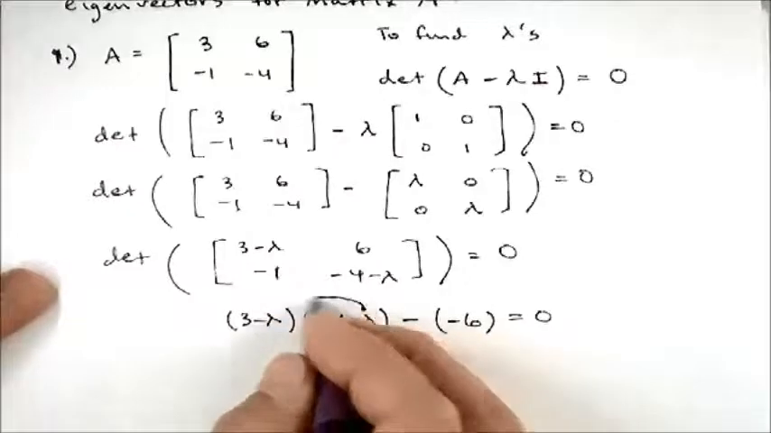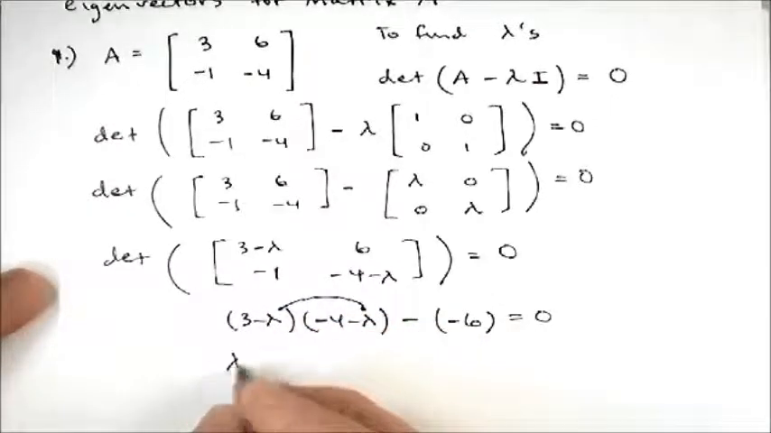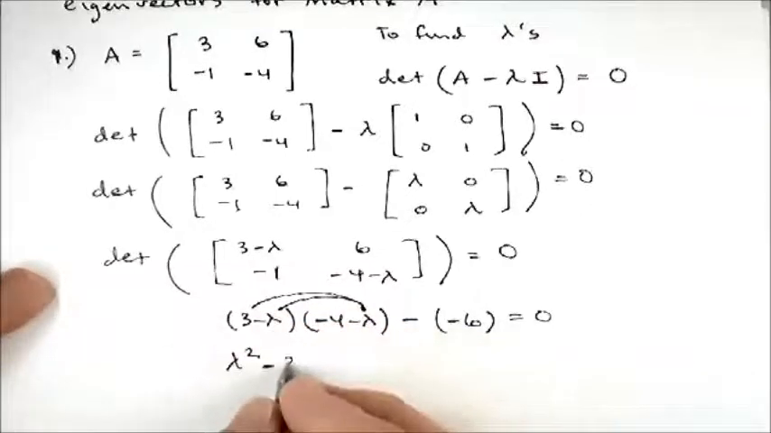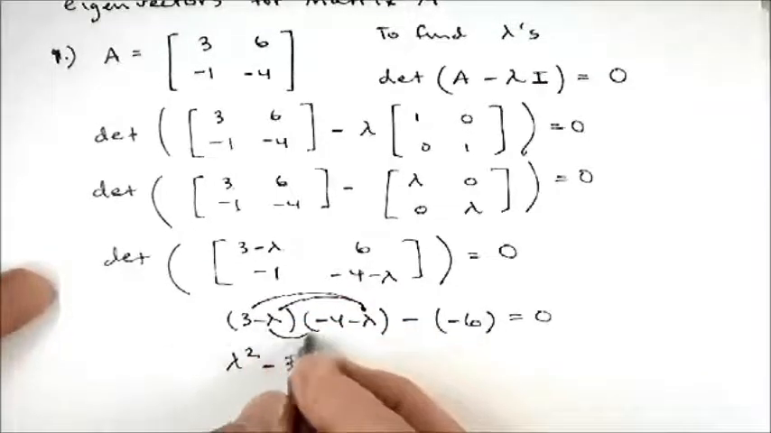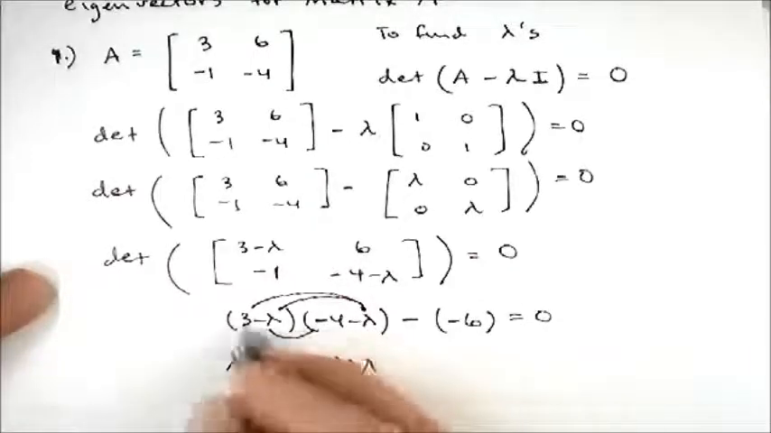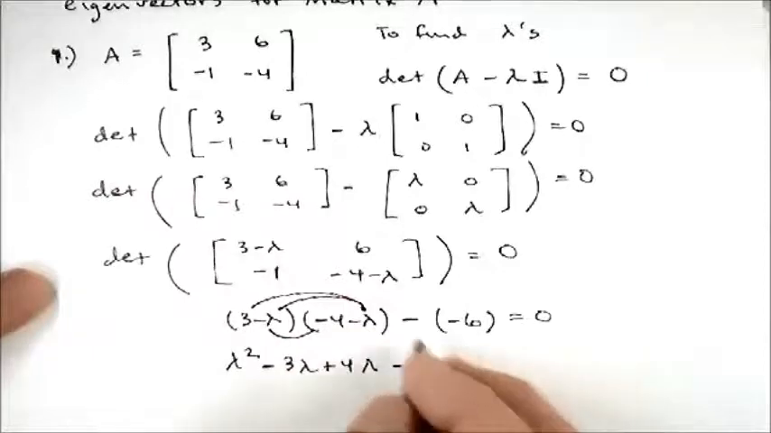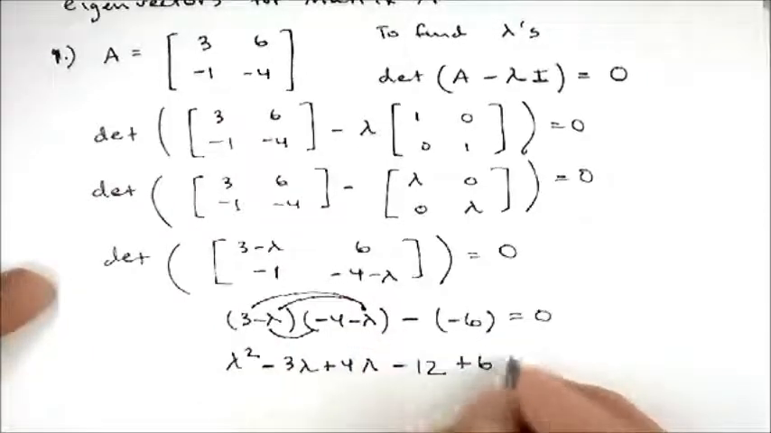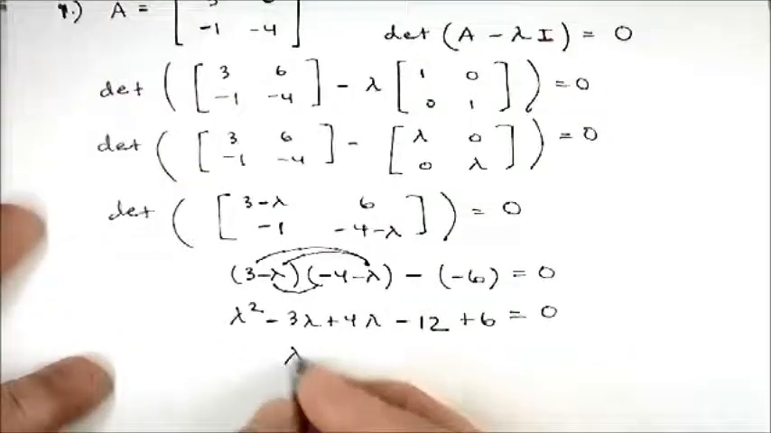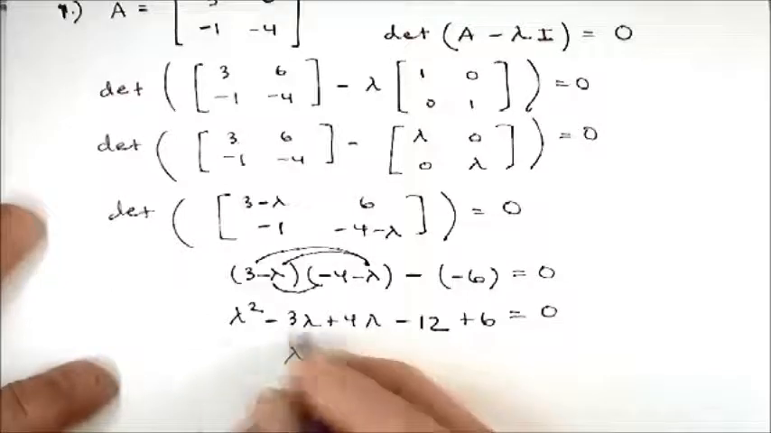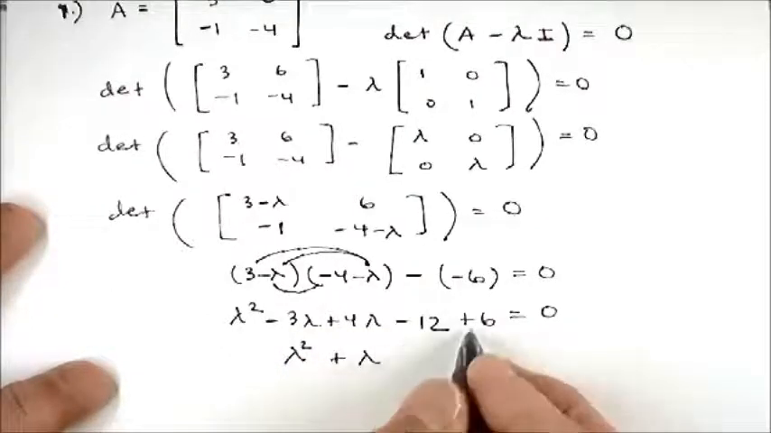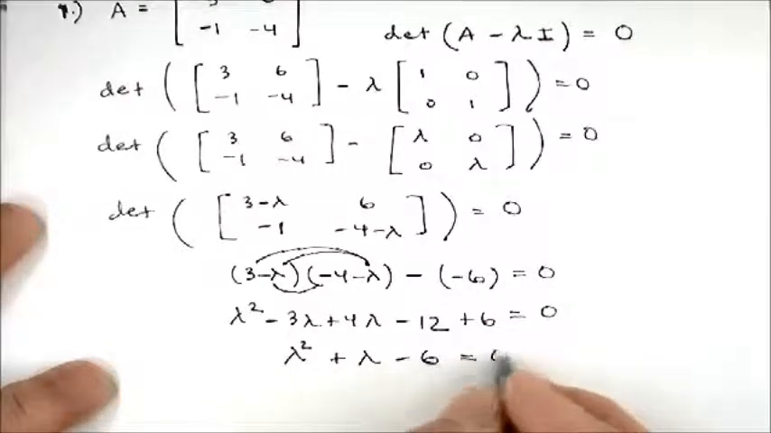So I actually start with negative lambda times negative lambda gives me lambda squared. Negative lambda times positive 3 is minus 3 lambda. This is plus 4 lambda. 3 times -4 is minus 12. And then this gives me plus 6. And then it's kind of already set up. I just have to combine a couple of terms. Lambda squared plus lambda, -12 plus 6 is minus 6 equals 0.